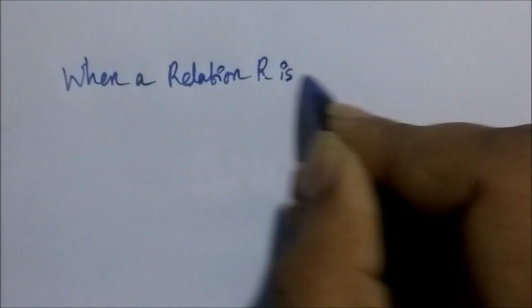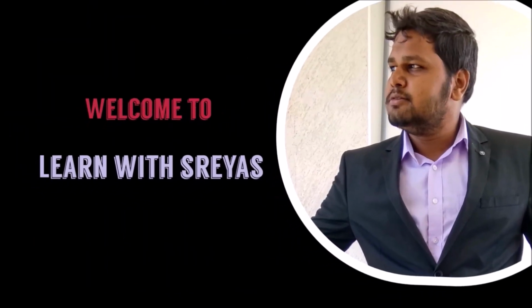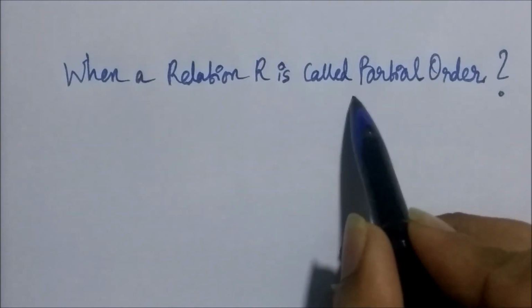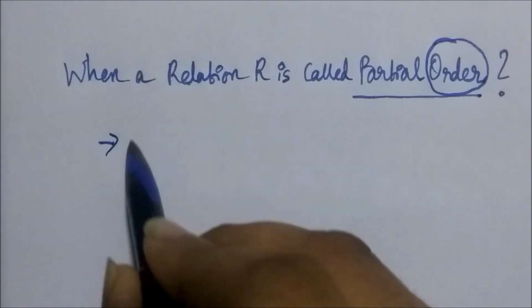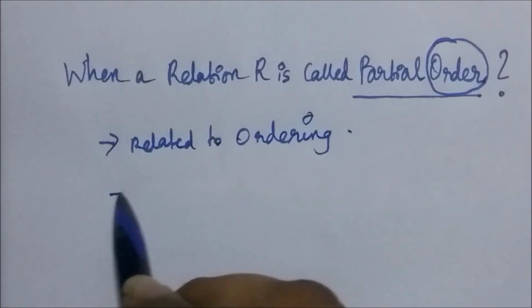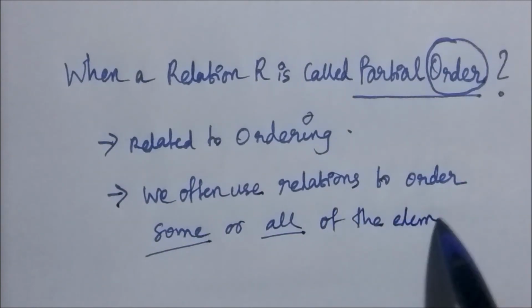When is a relation R called a partial order? From the term partial order itself, we know that it is something related to ordering, right? We often use relations to order some or all of the elements of sets.